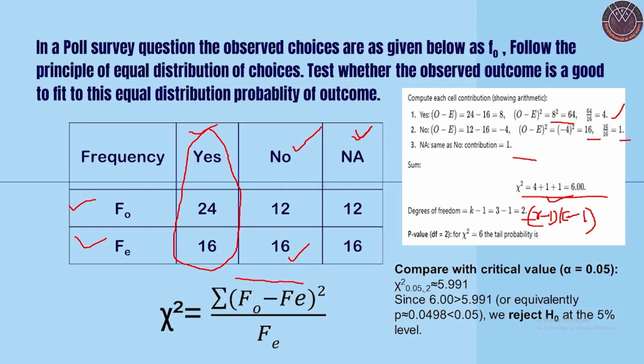So if you see the table value at 0.05 for 2 degrees of freedom, the table value is 5.991. The obtained value is 6, which is more than the table value, so we have to reject the null hypothesis, and you can say that the observed outcome is significant. So in this way you apply the chi-square test in the case of goodness of fit.